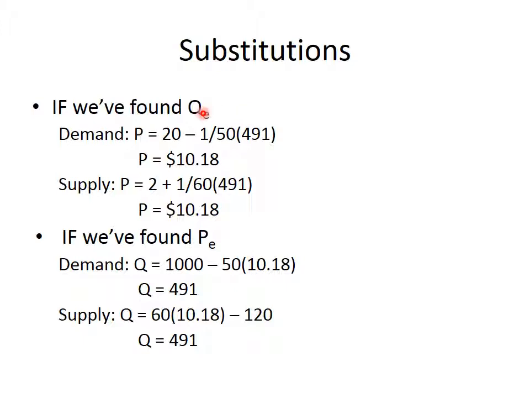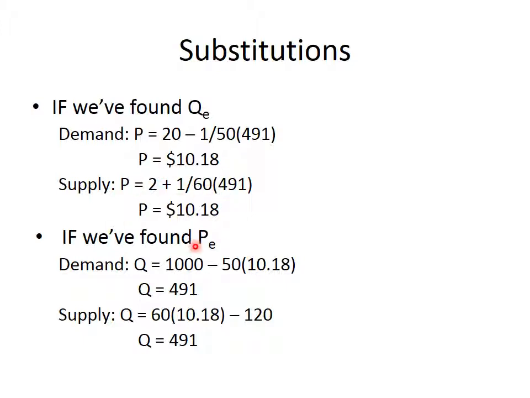Now, if we used the fraction and found Q first, we simply substitute it in the appropriate place in the formula. So we end up with P equals 20 minus 1/50th times the Q, which was 491. That gives us a price of $10.18, which is what we just figured out using the other formula. Again, as I've stressed, it doesn't matter which of the two formulas you use for the substitution, because at that point in time, the two are the same. Demand and supply are the same thing at that point. So it doesn't matter which of the formulas you use.